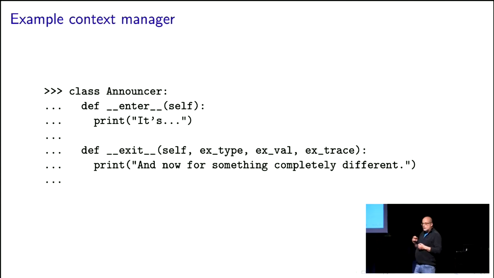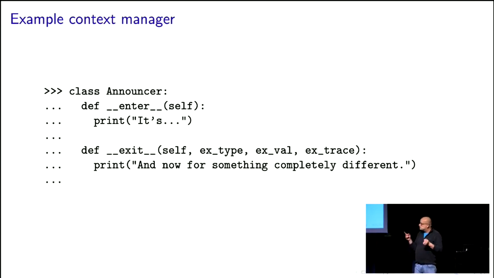About the other arguments, those arguments are important if an exception is raised in the code block. So ex-type is the type of exception that gets raised. ex-val is the actual exception object's value. ex-trace is the stack trace. If no exception is raised in the block, then those three variables will each be equal to None. Now, you don't have to handle your exceptions in the exit. I want to make that really clear. And there are plenty of reasons why you don't. It's probably not your job to handle the exception. But you have the opportunity.